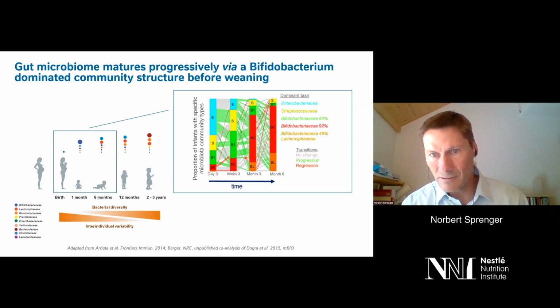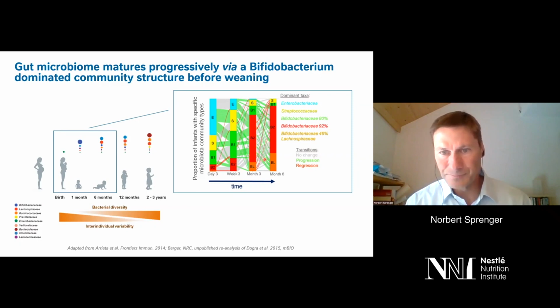And you can see here the highest dominance of the Bifidobacteria comes up around 3 to 6 months of age. So there seems to be a bifidobacterium peak, and then as we diversify the microbiome, we get other bacterial groups in again, and this picture changes.